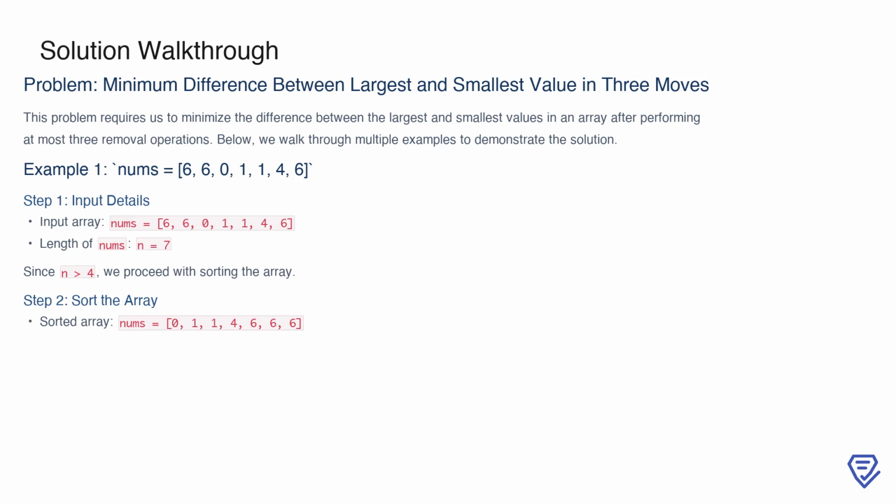In this problem, we are tasked with minimizing the difference between the largest and smallest values in an array after performing at most 3 removal operations. To understand how to approach this, let's look at the first example where the input array is given as nums equals 6, 6, 0, 1, 1, 4, 6. The length of the array is 7, which is greater than 4, so we proceed by sorting the array. After sorting, the array becomes nums equals 0, 1, 1, 4, 6, 6, 6. Sorting helps us to easily evaluate different scenarios for removing elements and calculating the minimum difference.